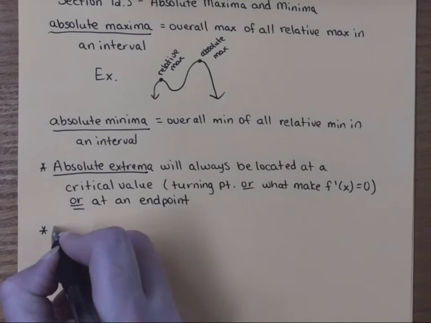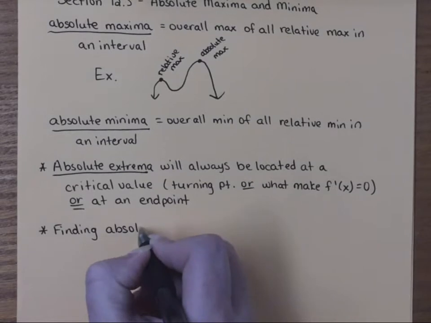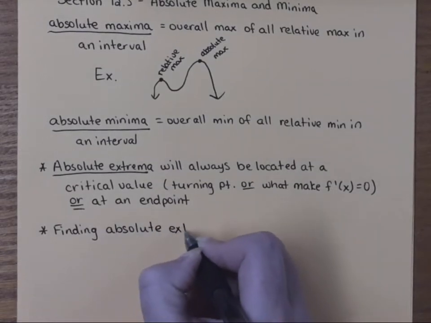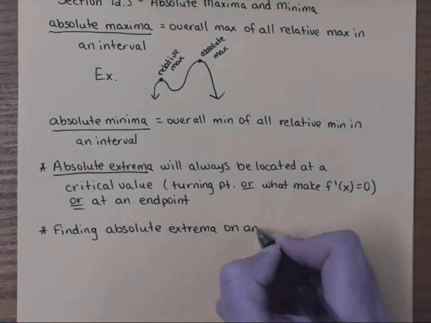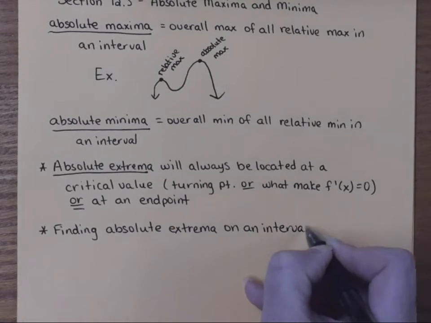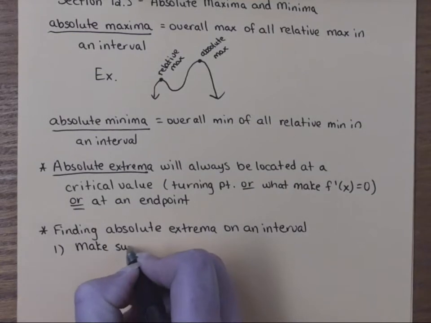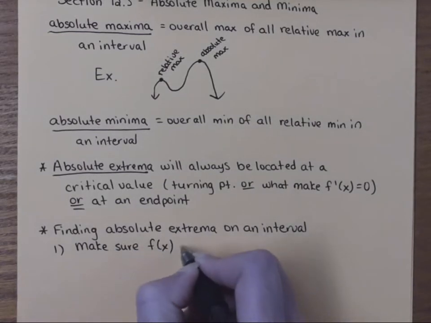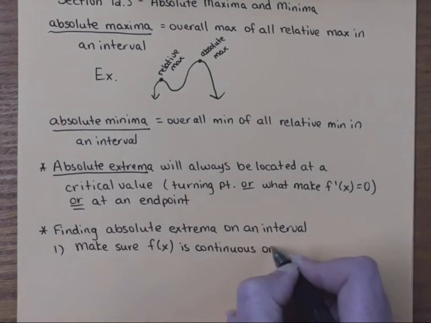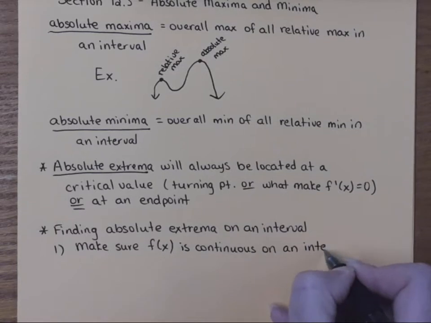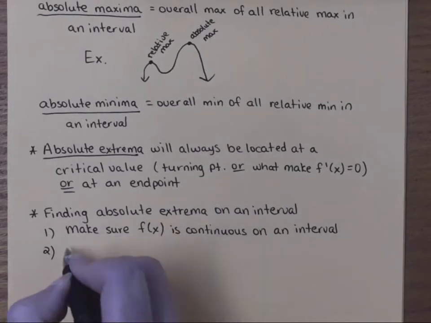So this lesson is going to be somewhat short. In my face-to-face classes, we actually do it combined with the next section, just because it really is that short. But finding absolute extrema on an interval, we use this process. First, we make sure that f of x is continuous on the interval in question. Okay, we actually can't apply these principles if it's not continuous.